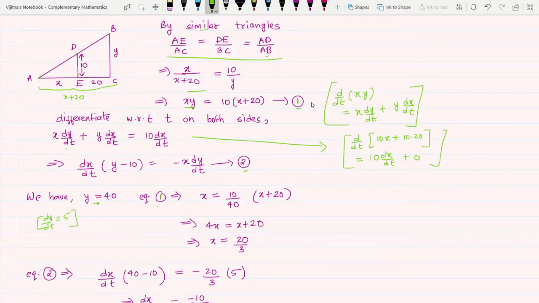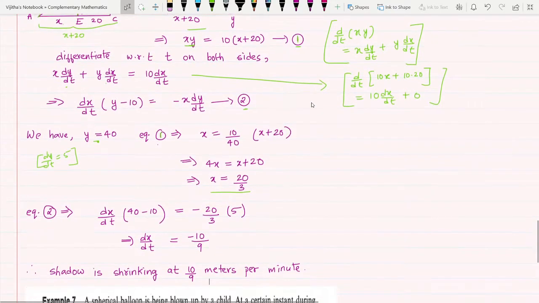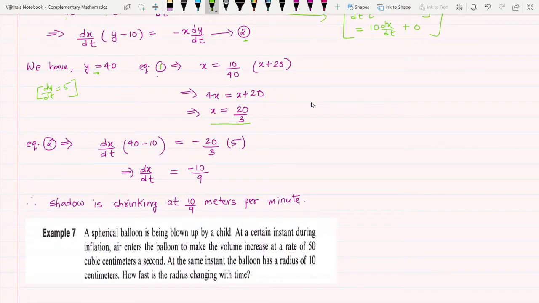So x becomes 10 by 40 into x plus 20. Now solve for x. If you solve for x, you will get x equal to 20 by 3. So we got the value of x. Now we substitute the value of x in equation 2.